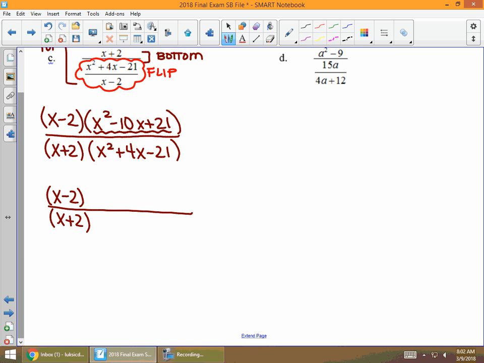Two numbers that multiply to positive 21 and add to negative 10 to factor this guy in my numerator are going to be x minus 7 and x minus 3. So two negatives, add to a negative 10, multiply to a positive 21. In my denominator, x squared plus 4x minus 21, I'm going to use 7 and 3 as well, but to add to a positive 4, I need a positive 7 and a negative 3.